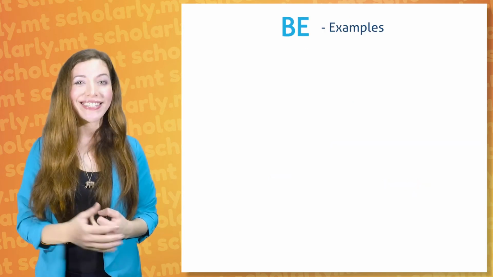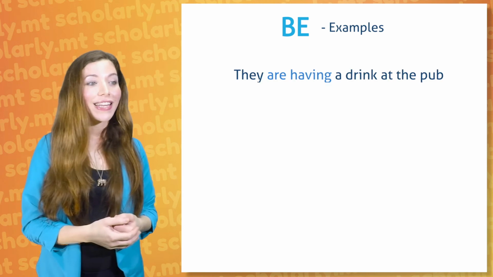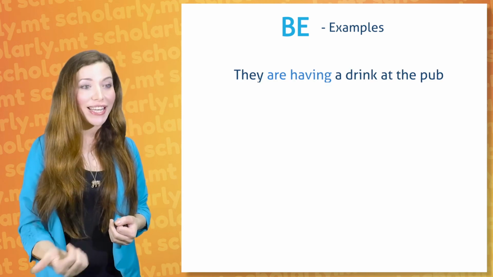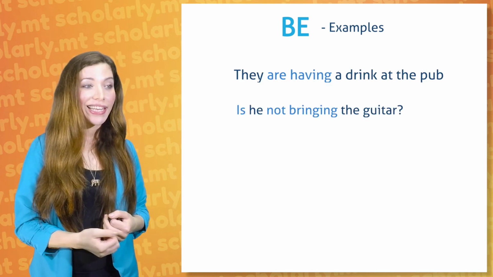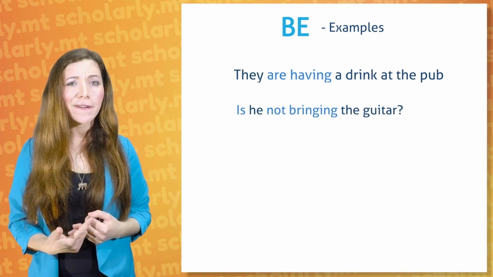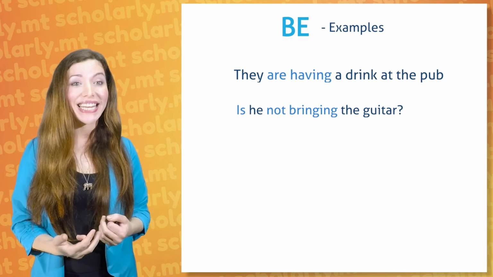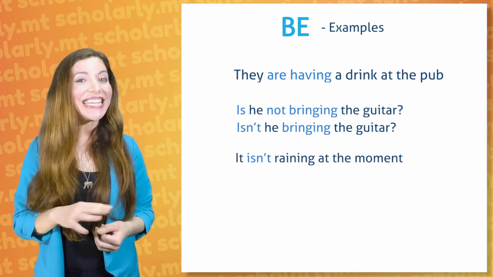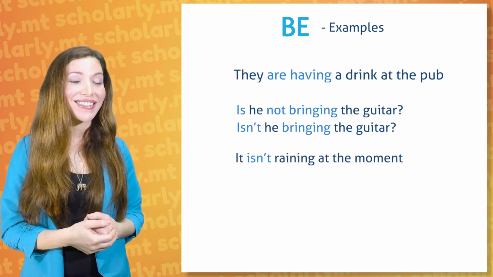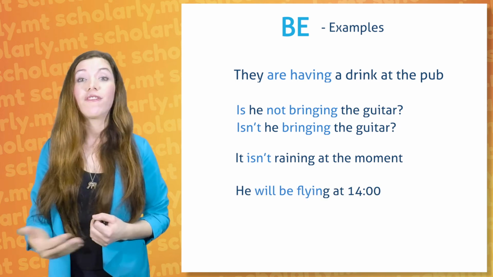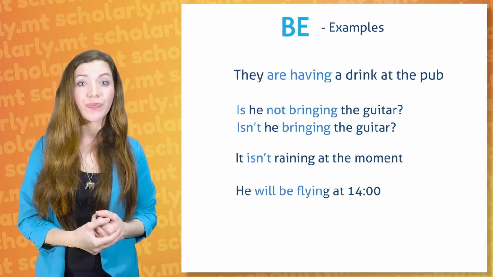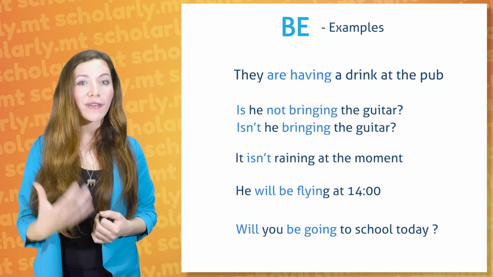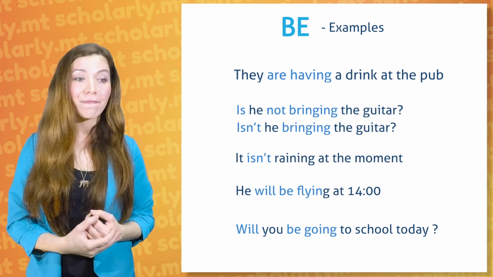Let's have a look at these examples. They are having a drink at the pub. Is he not bringing the guitar? Or we can say, isn't he bringing the guitar? It isn't raining at the moment. He will be flying at 2. Will you be going to school today?